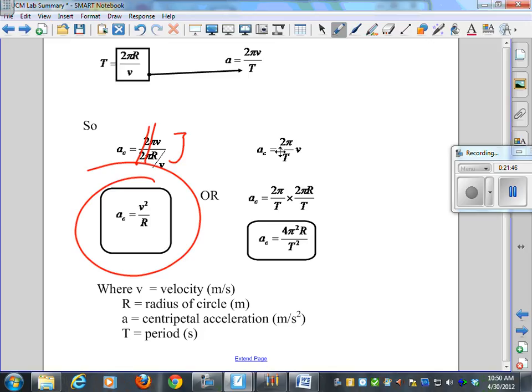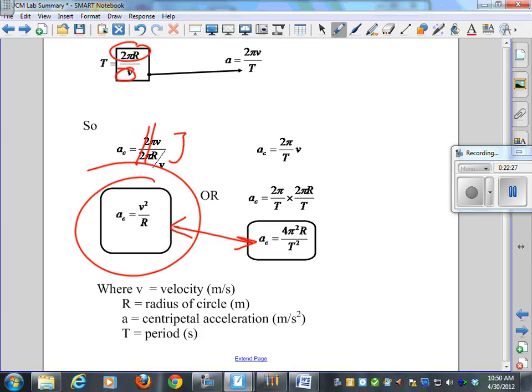You could take the 2 pi over t and then multiply by v. Instead of 2 pi v over 2 pi r over v, you could just multiply by v, it's sort of another substitution. This is the v here. Take 2 pi r over t, multiply, and then you end up with 4 pi squared r over t squared. These two are equivalent. It depends on what you know.